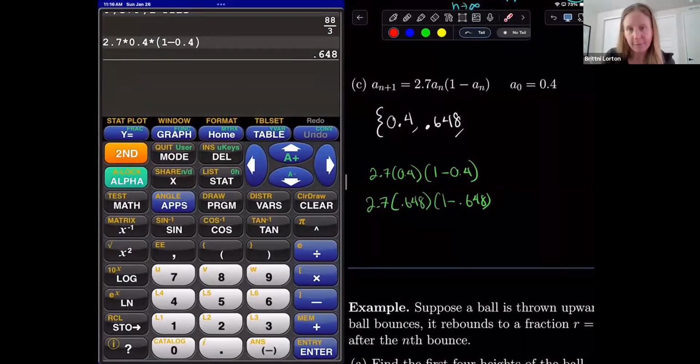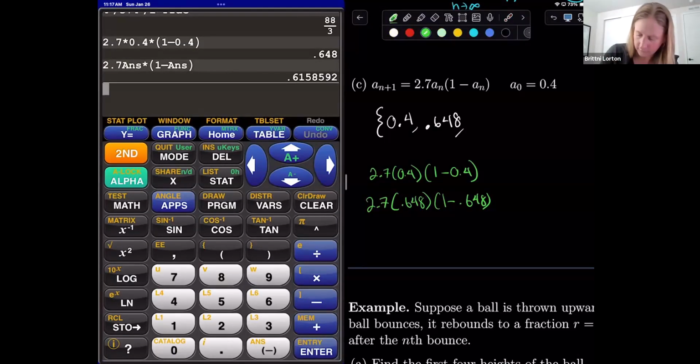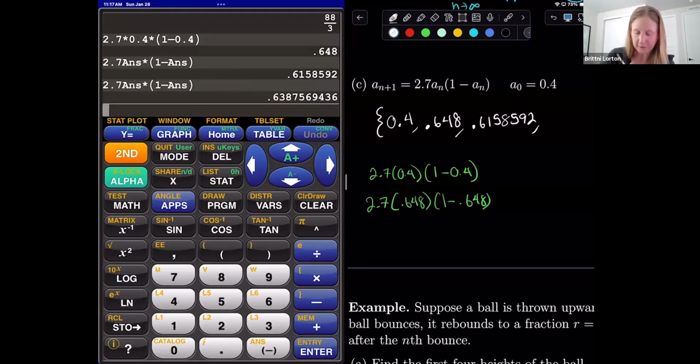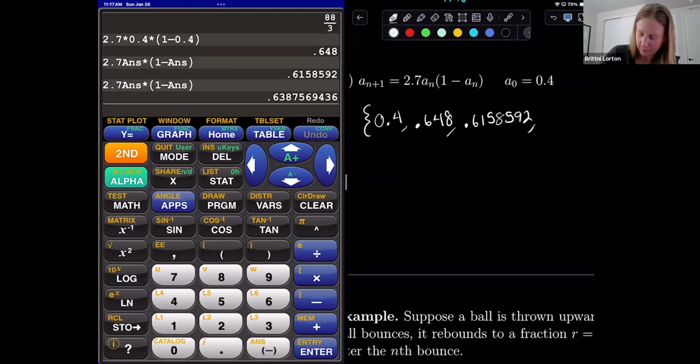Okay. So now I'm going to do that 2.7 times the 0.648, but I can use the answer button in my calculator because it already has 0.648 stored, and then times parentheses 1 minus, I'm going to use that answer button because it had 0.648 stored. And I got, let's write that down, 0.6158592. Now I can just press enter in my calculator again because it's using the previously stored answer button.